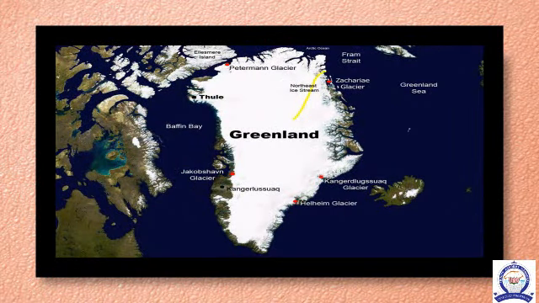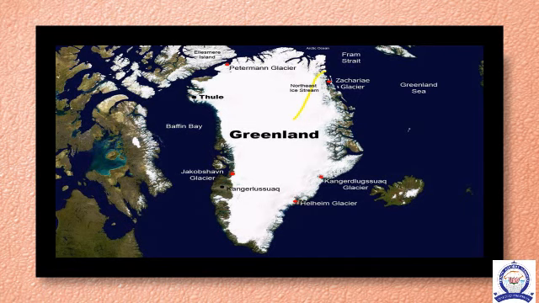Now we can see location and land. Greenland is the world's largest island. Children, island means a piece of land surrounded by water on all sides. The capital of Greenland is Nuuk and earlier it was called Gotthard. Again I repeat, the capital of Greenland is Nuuk and earlier it was called Gotthard.